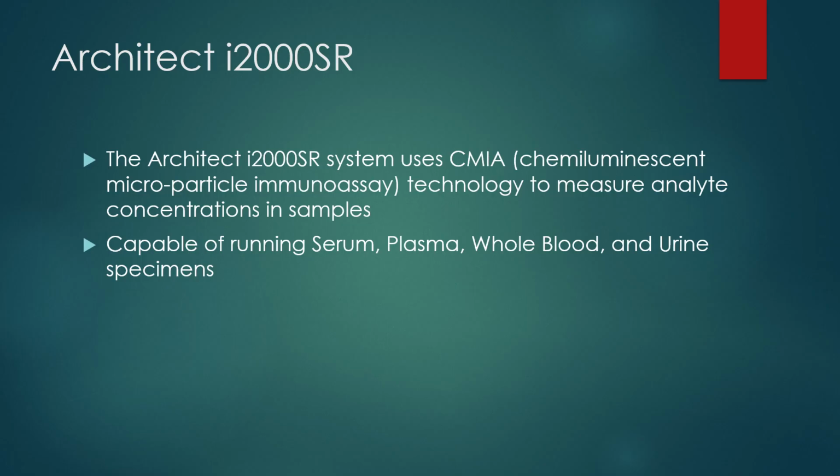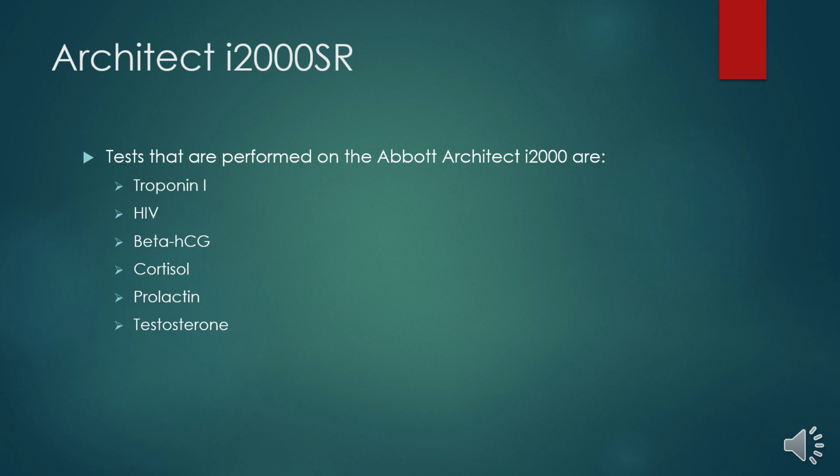The Architect i2000 SR system uses chemiluminescent microparticle immunoassay technology to measure the analyte concentrations in samples. It's capable of running serum, plasma, whole blood, and even urine. The tests that are performed in our lab on the Architect are troponin I, HIV, beta HCG, cortisol, prolactin, and testosterone.